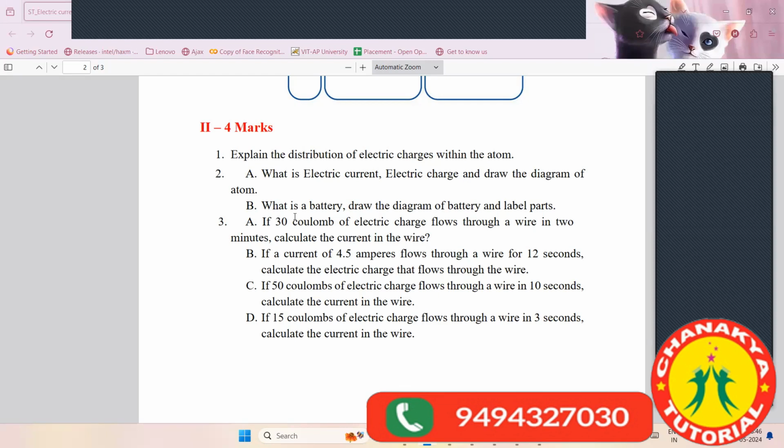Part B: if a current of 4.5 amperes flows through a wire for 12 seconds, hope that is 4.5 into 12, 54. Everything is a direct substitution. I think C and D are also direct substitution. Charvik and Mohammed, I hope you were not absent for this class, when I was taking Ohm's law. So you would not have any problem in these questions. Yes, ma'am, I can do this, I've practiced it. What about Charvik? Okay, Mohammed, fine, good.